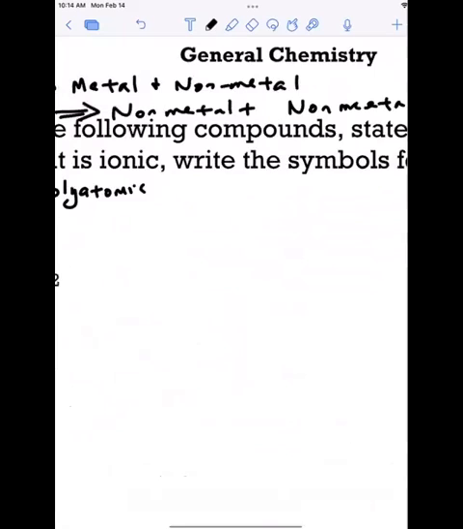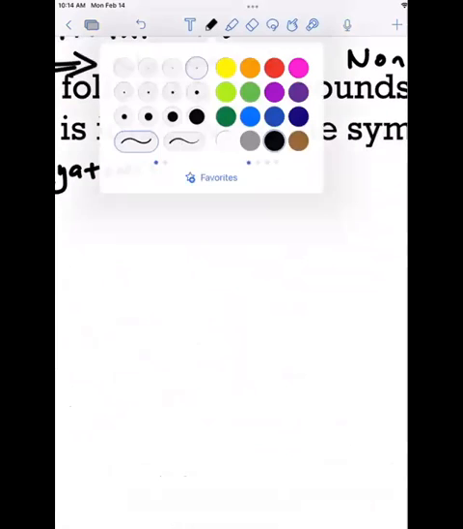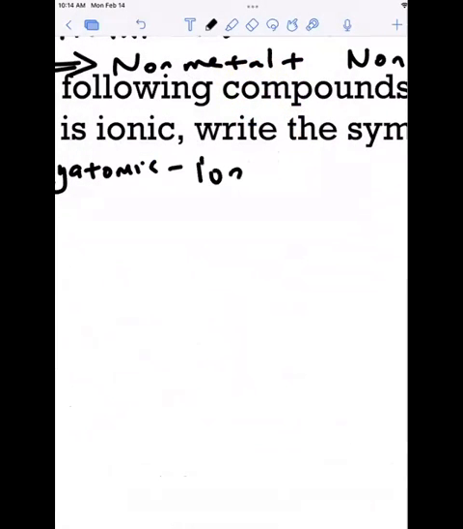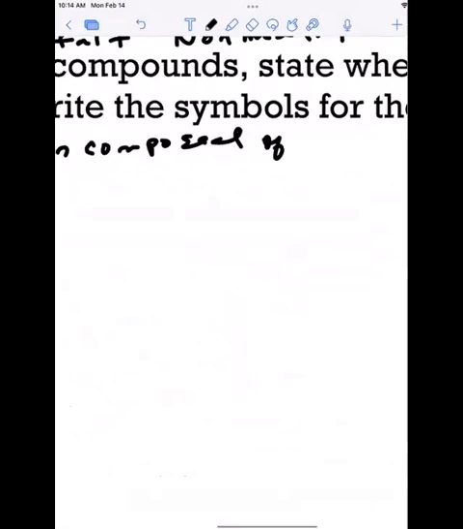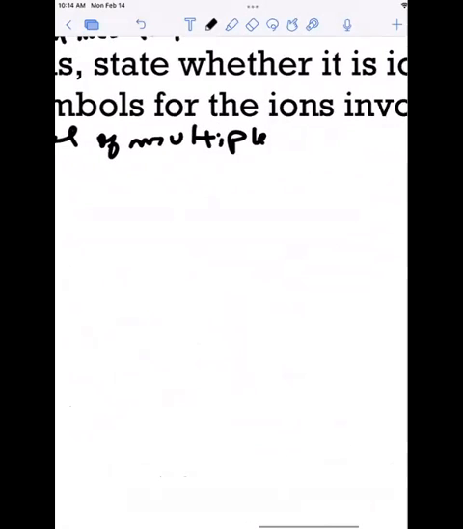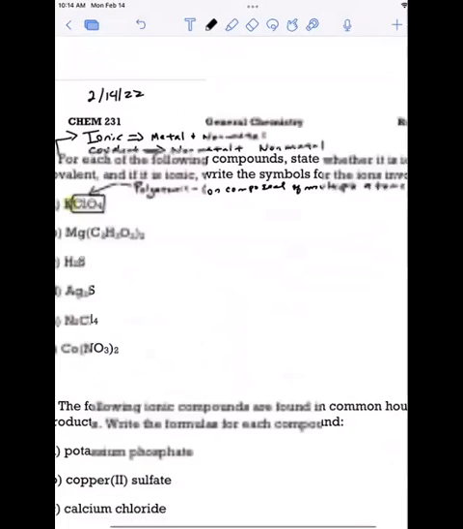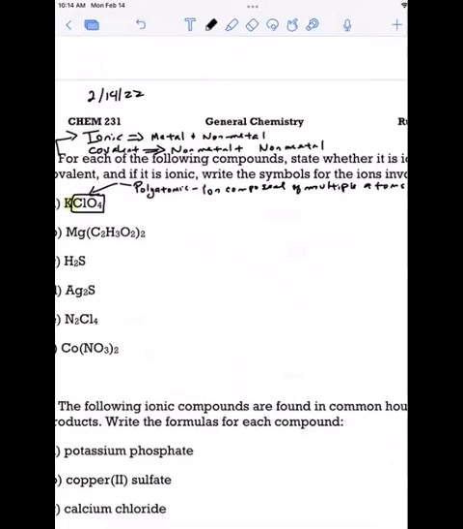Let me give you a definition for that. So a polyatomic is an ion composed of multiple atoms. So if it's a polyatomic ion, that means that those atoms are grouped together in such a way that they have a charge. Right.